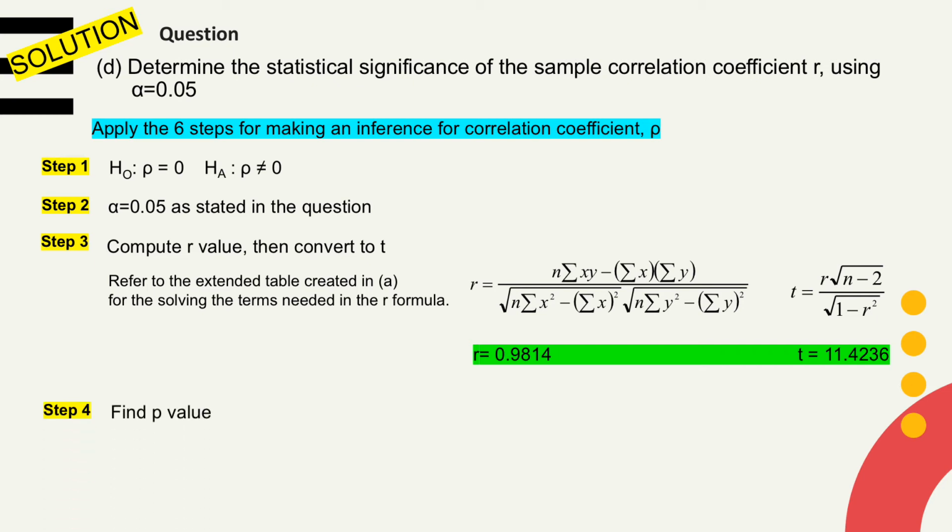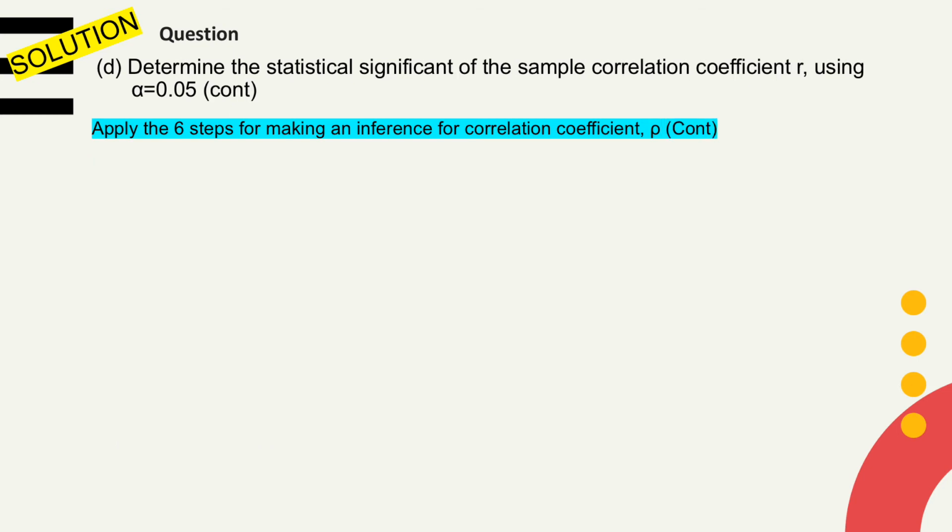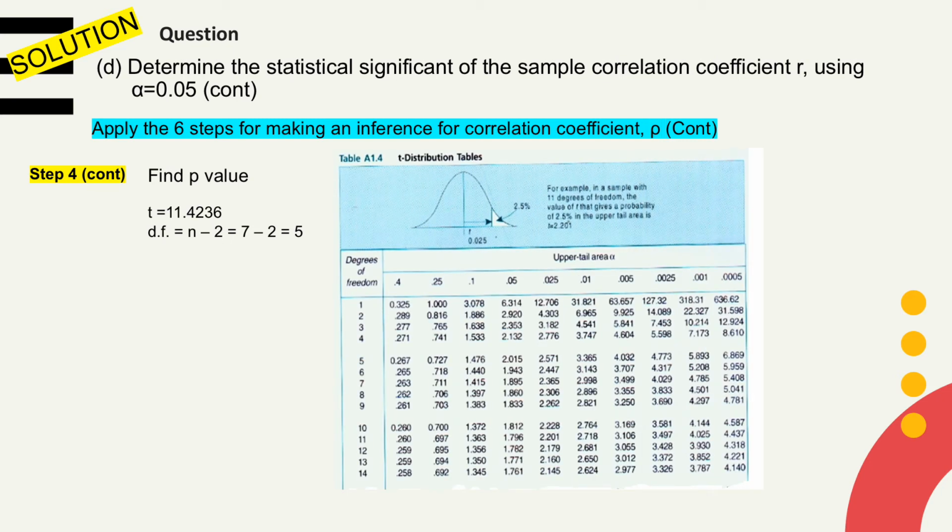11.4236. In the fourth step, we have to find the p value based on the information that we have, that is t equal to 11.4236 and the degree of freedom equal to 5. We are not done yet with step 4. What we have to look for in this step is the value of p, which is actually the value of the upper tail area in the t distribution table.